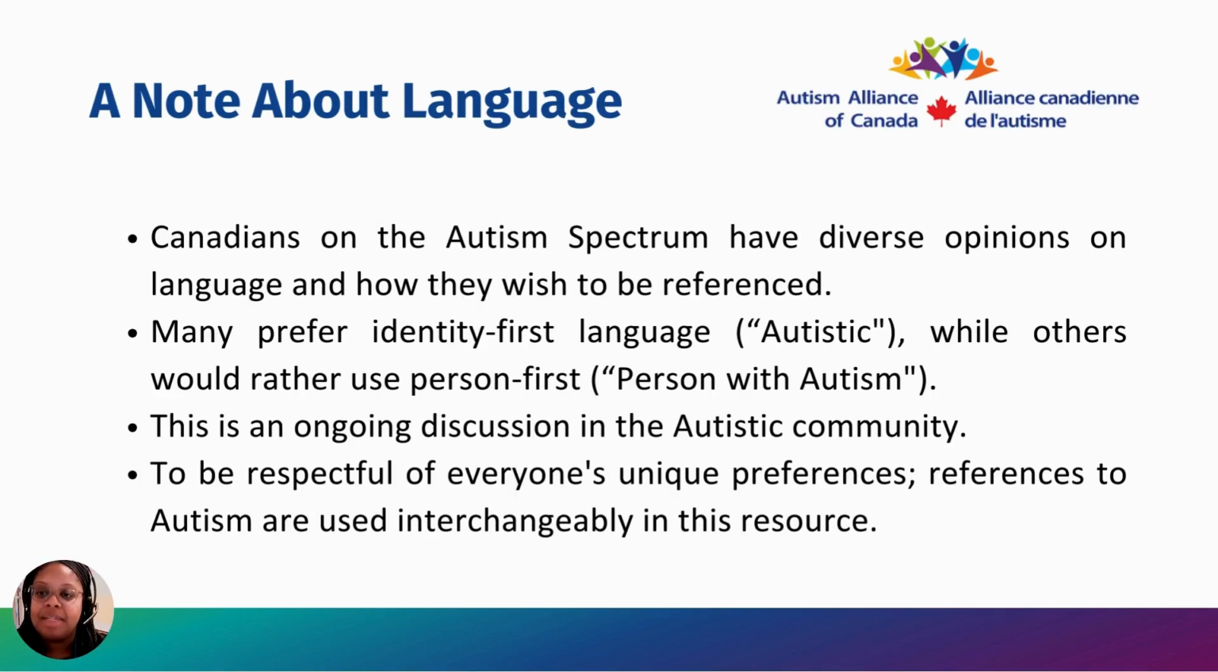Canadians on the autism spectrum have diverse opinions on language and how they wish to be referenced. Many prefer identity first language, autistic, while others would rather use person first, person with autism. This is an ongoing discussion in the autistic community. To be respectful of everyone's unique preferences, references to autism are used interchangeably in this resource.